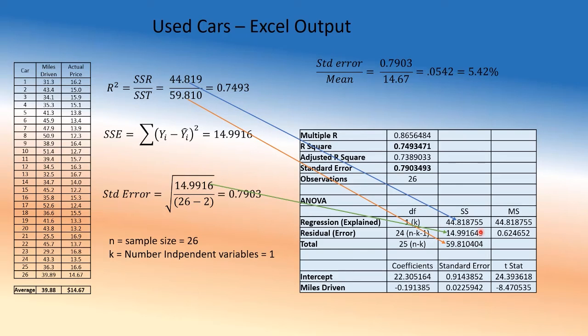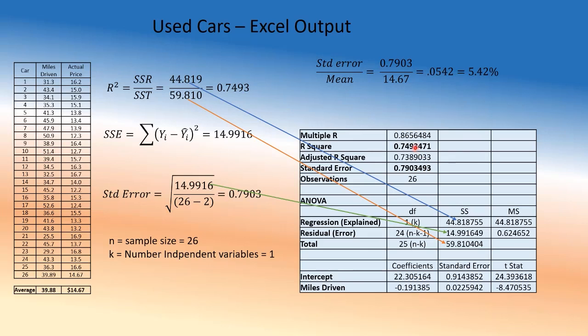SSE is yi minus y hat, squared. And that happens to be right there, 14.991, that's SSE. And the total is SST. Standard error is SSE, which is this one, divided by degrees of freedom. Degrees of freedom is 24. Why? Because 26 cars minus one independent variable. So 26 minus 1 minus 1, which is 24. You do that, 0.7903, which is what we have right there, standard error.